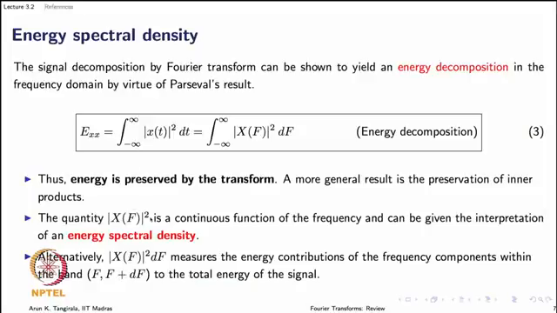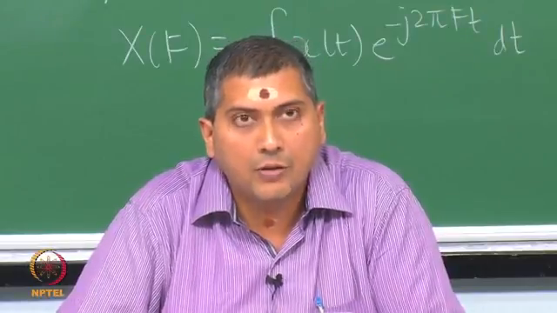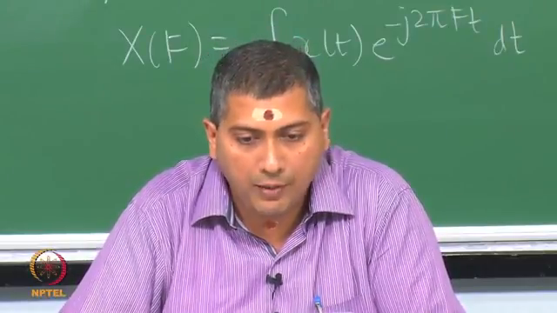The alternative way of looking at it is that the quantity mod x of f square times df gives me the energy contribution of the frequencies present in the band f to f plus df. That is an alternative way of looking at it. Overall, I have an energy decomposition in the frequency domain. So, let us work through an example.